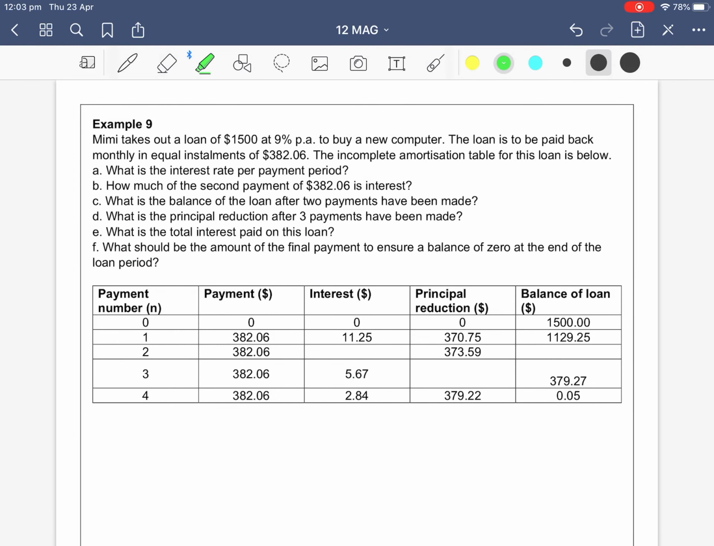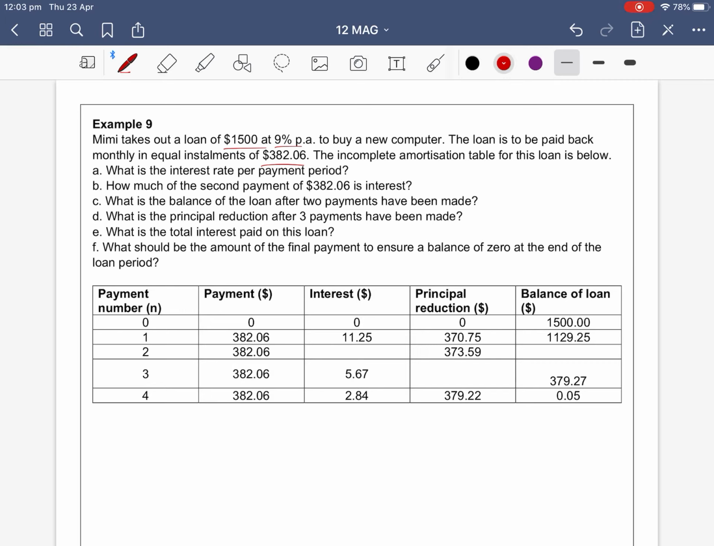So let's have a look at example 9. The table is already written out here for you. Mimi takes out a loan of $1,500 at 9% per annum to buy a new computer. The loan is to be paid back monthly in equal installments of $382.06. The incomplete amortization table for this loan is below.